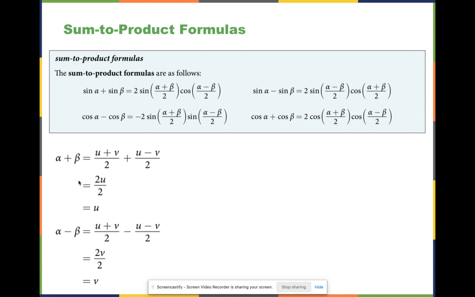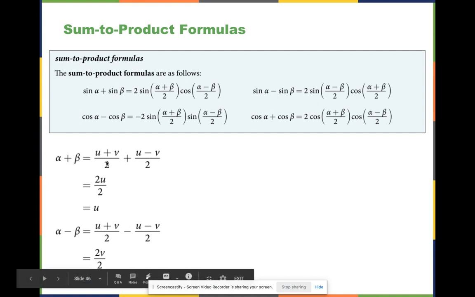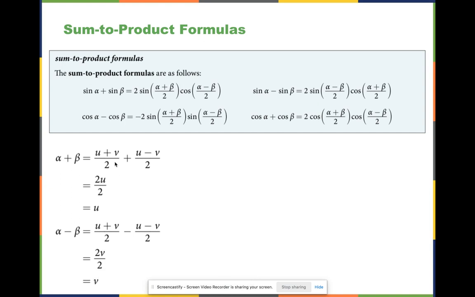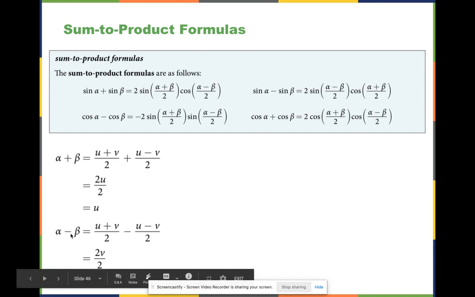If we let alpha plus beta and alpha minus beta, we're going to let alpha be this thing, u plus v over 2. Beta is u minus v over 2. Okay, if we add those together, we have a common denominator. The v's cancel out. We have 2u over 2, and it's just equal to u. How about if we take the difference between them? If alpha is u plus v minus u minus v over 2, we're going to get 2v over 2, and this is going to equal v.